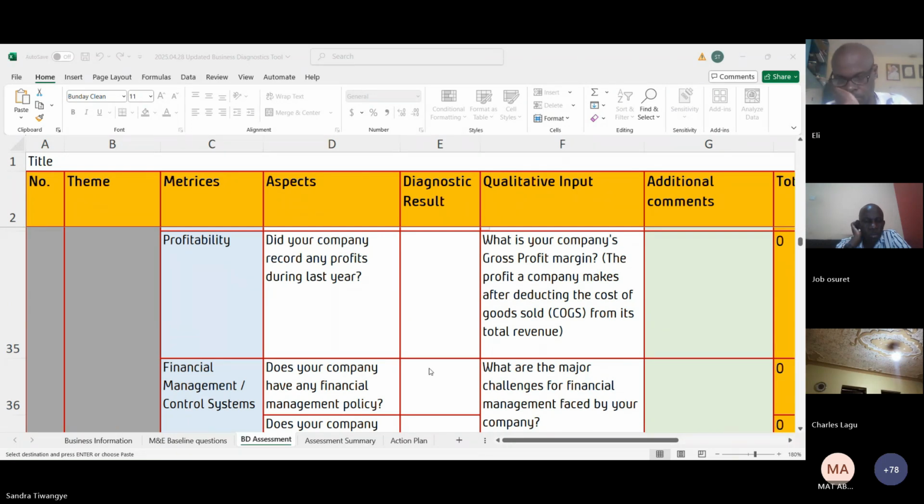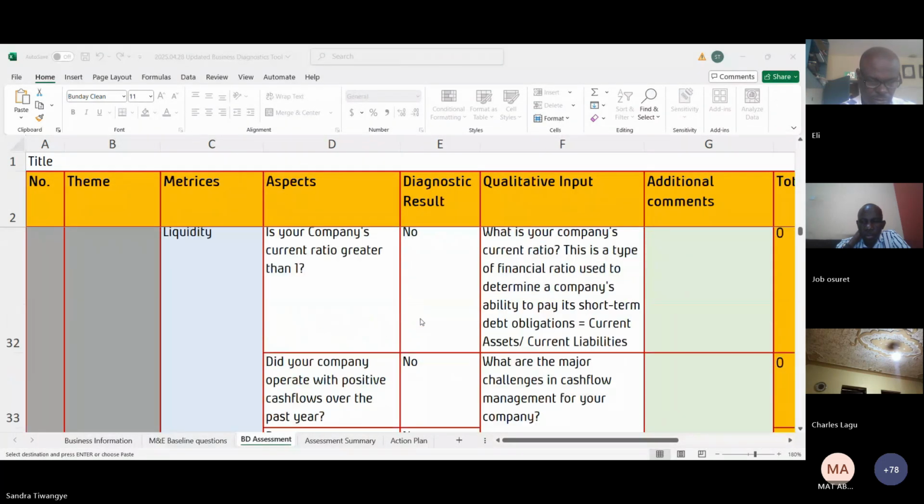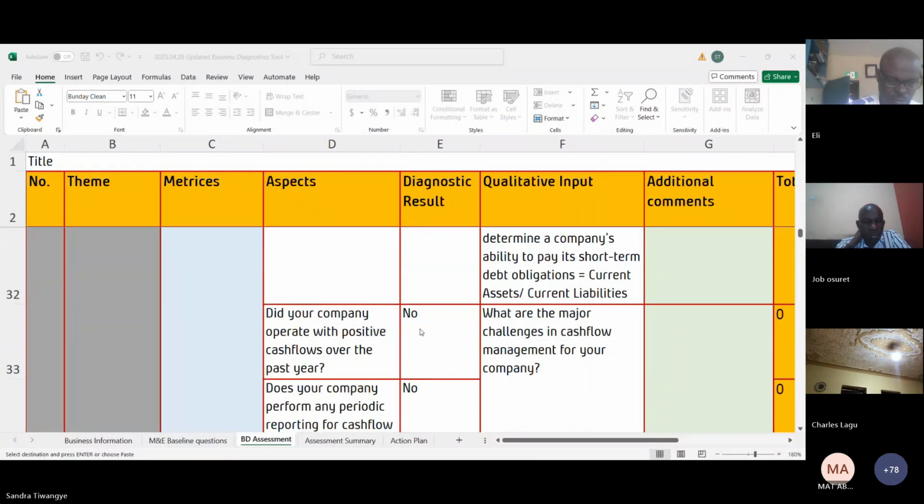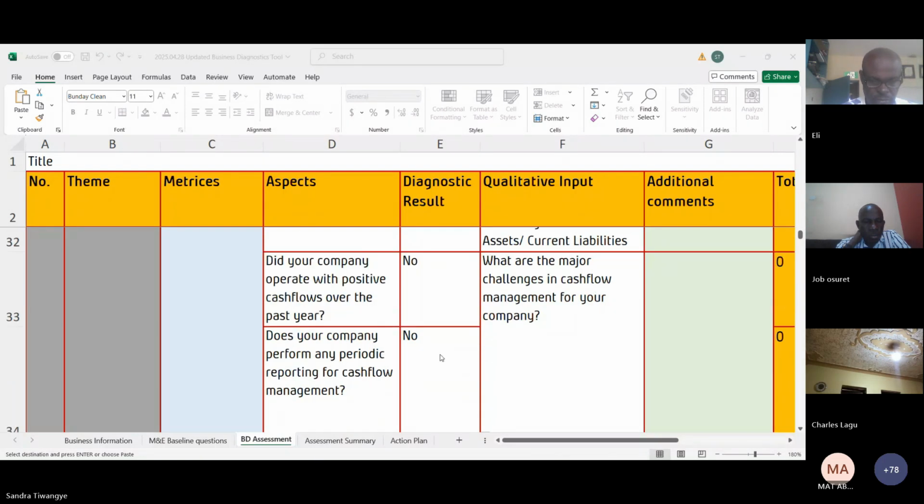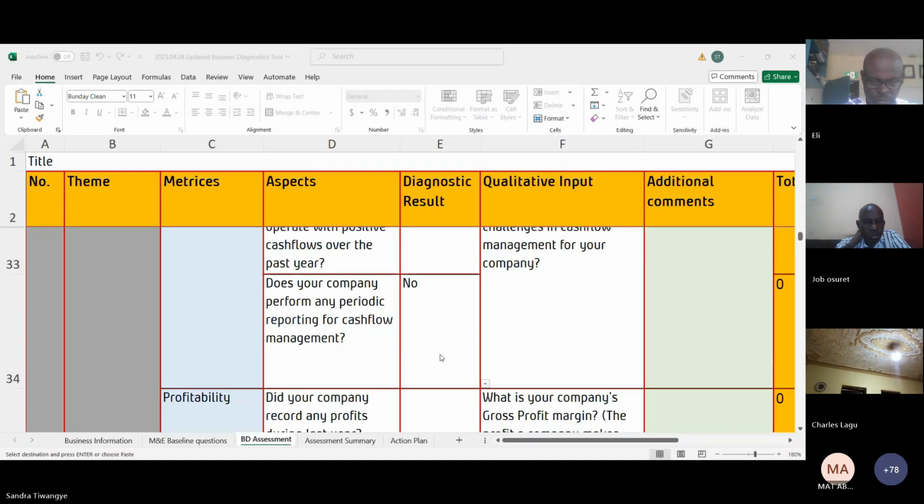Okay, the next aspect of this is profitability. Now, Sandra, I think there are 2 questions that we needed to click yes or no. I don't want them to be skipped. Okay. Did you operate with positive cash flows over the past year? Let's have just a slight input on what cash flows we mean before we proceed on whether you report about it.